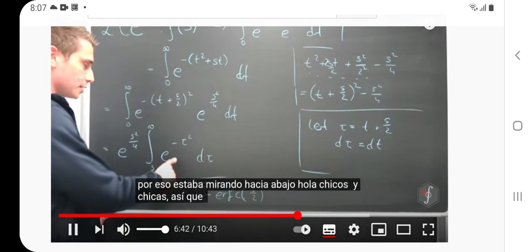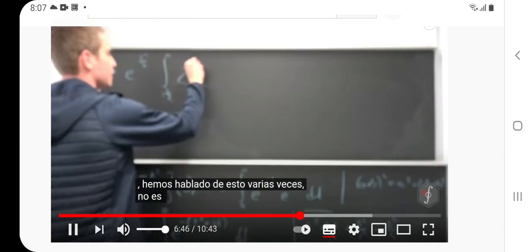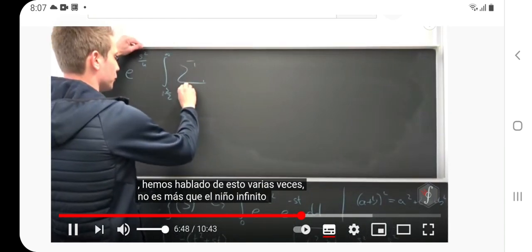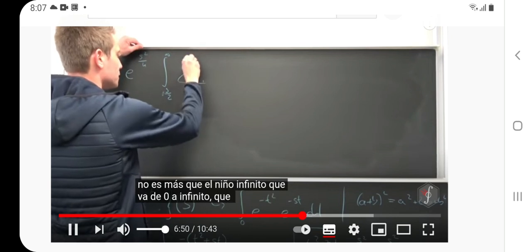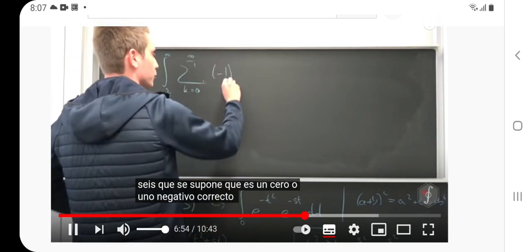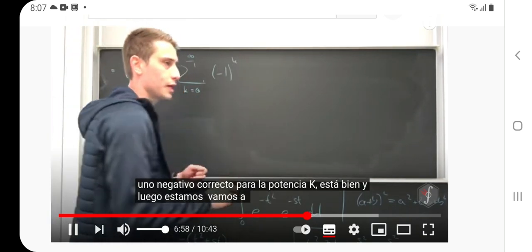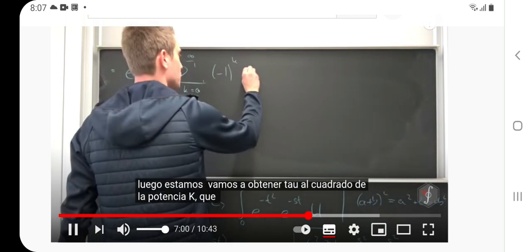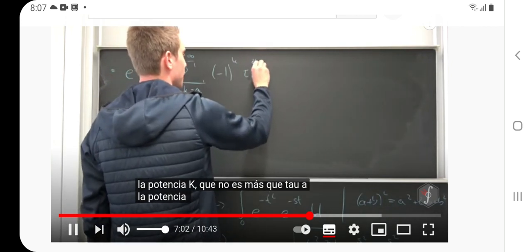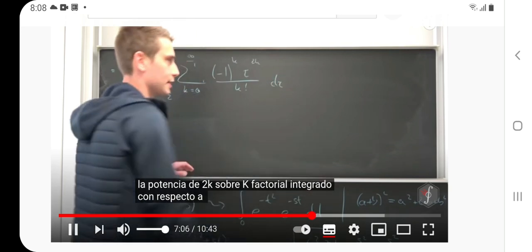Hello, boys and girls. So this thing as a Taylor series, we have talked about this several times. It's nothing but the sum running from 0 to infinity. That's not a 6, that's supposed to be a 0, of (-1) to the kth power. And then we are going to get tau squared to the kth power, which is nothing but tau to the 2k power over k factorial, integrated with respect to tau.